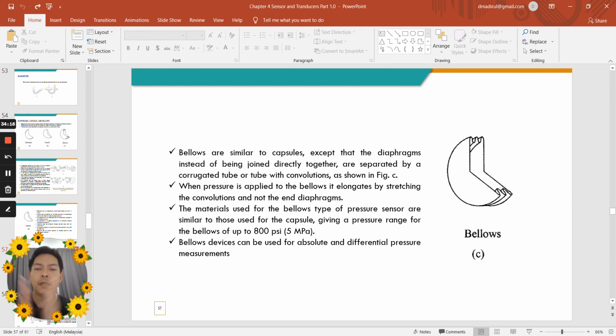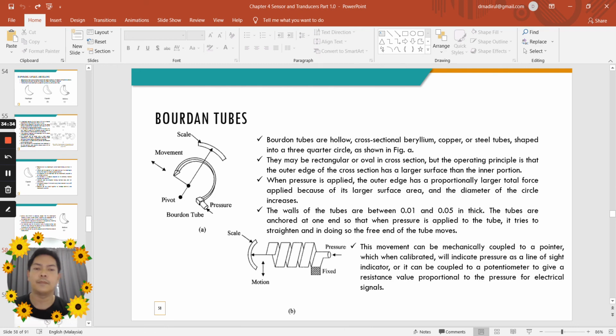The materials used for the bellows type of pressure sensor are similar to those used for the capsule, giving a pressure range of up to 800 psi or 5 megapascals. Bellows devices can be used for absolute and differential pressure measurement.